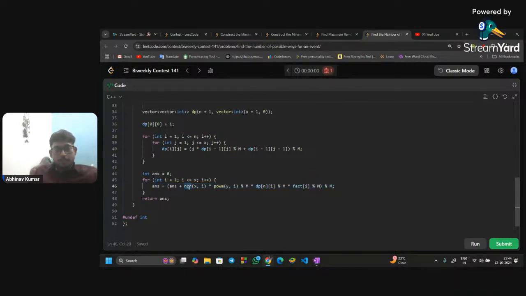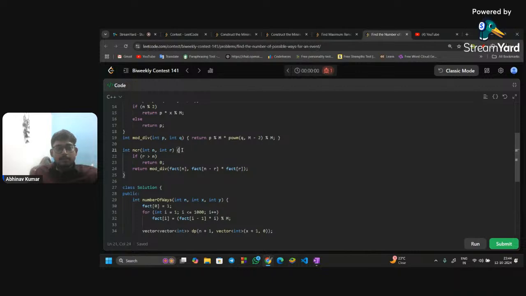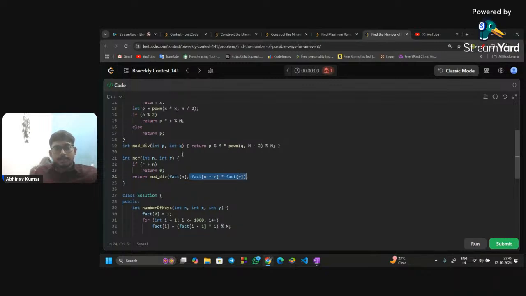So I'll show you the nCr function. nCr is factorial of n divided by factorial of n minus r times factorial of r. This modulo division takes whatever is in the denominator and does the modulo inverse of that. Whenever you have to do p by q, you multiply p by the modulo inverse of q, which is q to the power m minus 2. I hope you know how we do modulo inverse, because you have to compute everything in mod m.